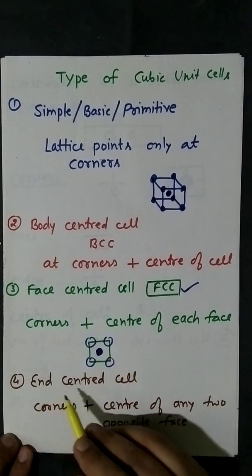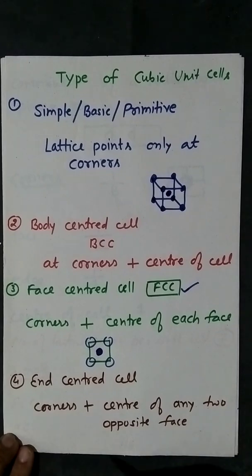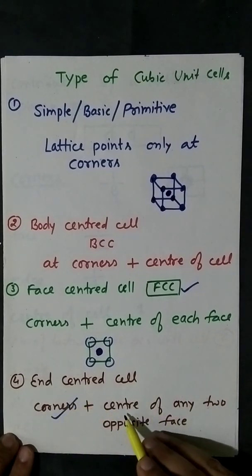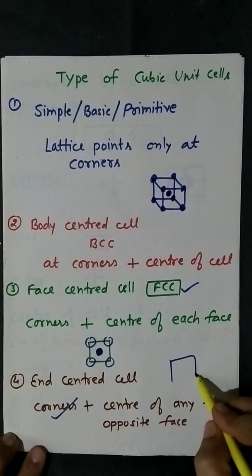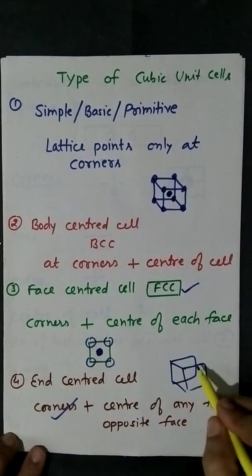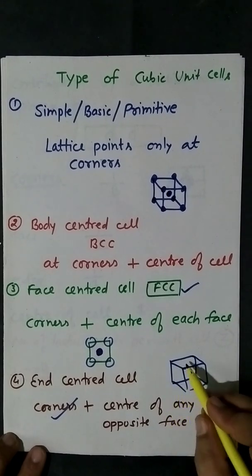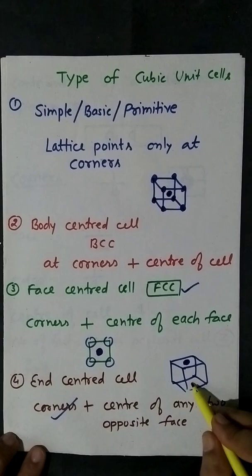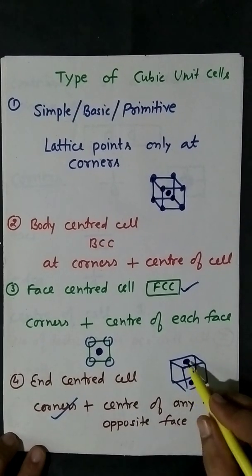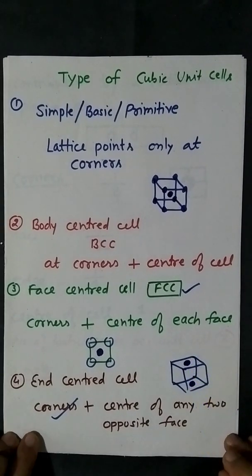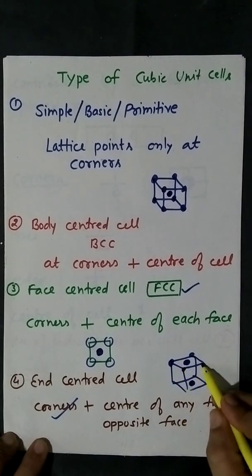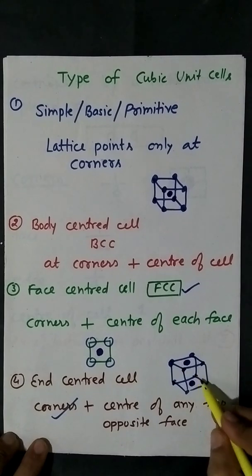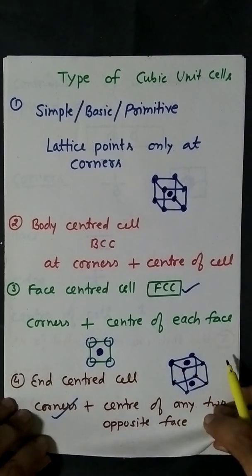And the last is end centered unit cell. Here particles are placed at corners as well as the center of any two opposite faces. Any two opposite faces means, I hope it is easy to understand, if one particle is placed here at the roof, then one particle is placed at the center of the floor. So these are two particles occupying the center of opposite faces in addition to particles at corners. This is known as end centered unit cell.